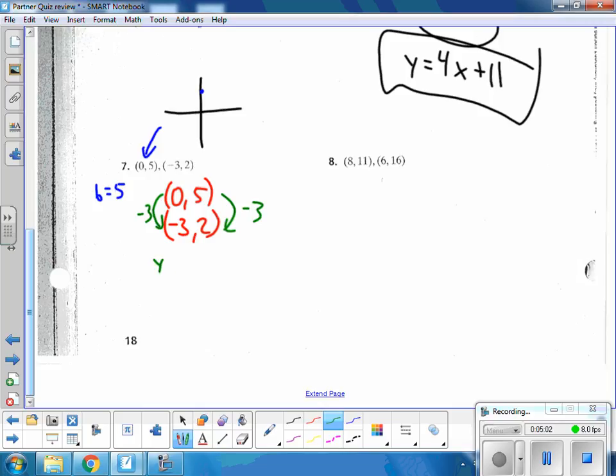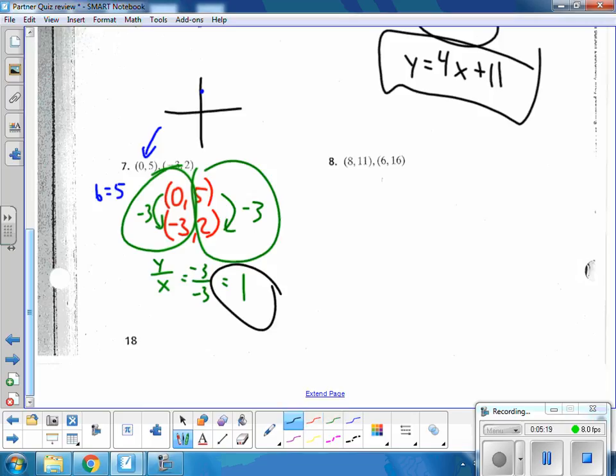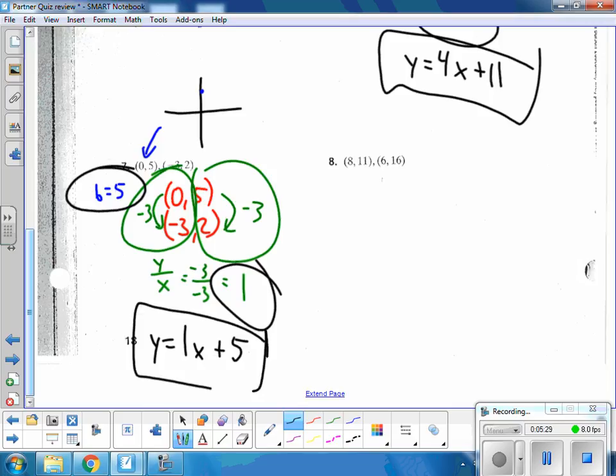My ratio is y over x, so my y, which is over here, is -3, and my x is over here, which is -3. And -3 divided by -3 is 1. And now I have all my pieces. I have my slope, and I have my y-intercept. So I can write my equation. Y equals m, which is my slope of 1, plus the y-intercept, which is 5. And there is my equation.